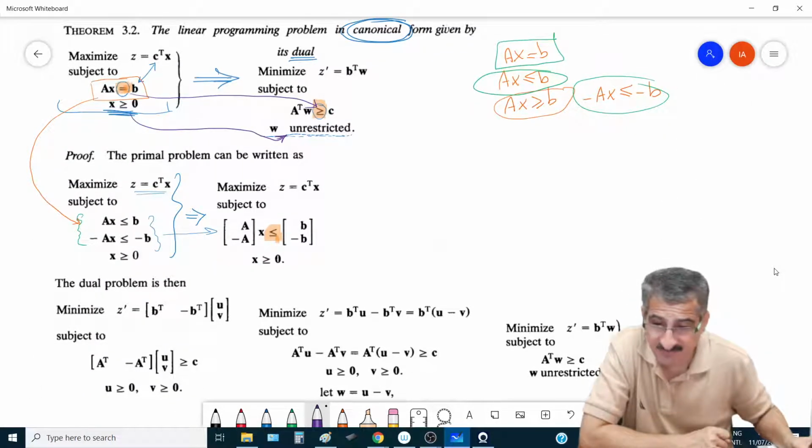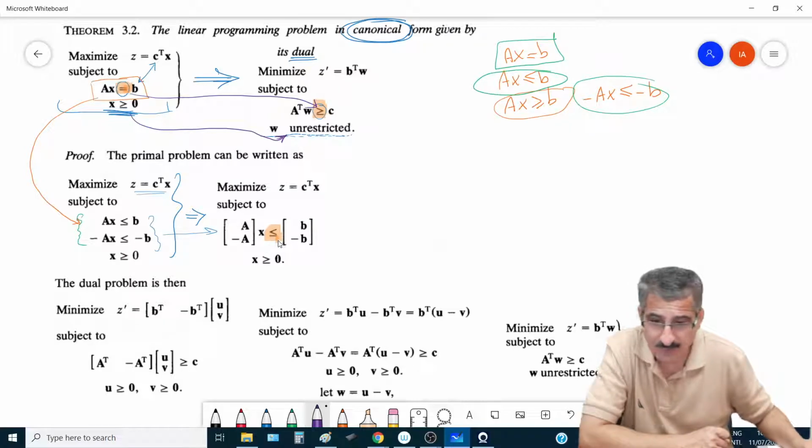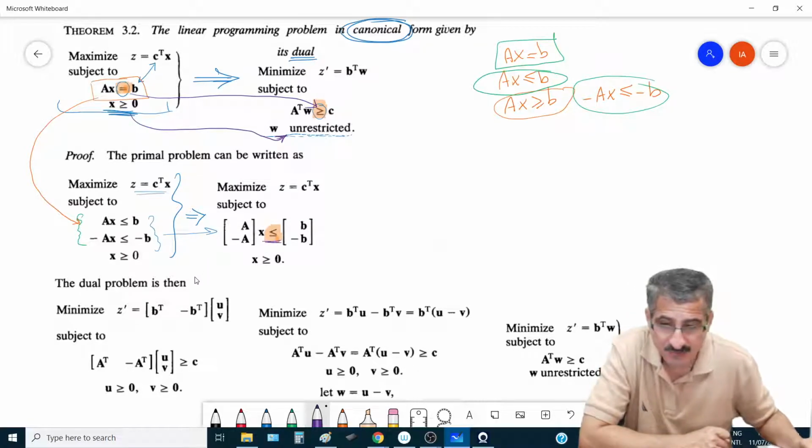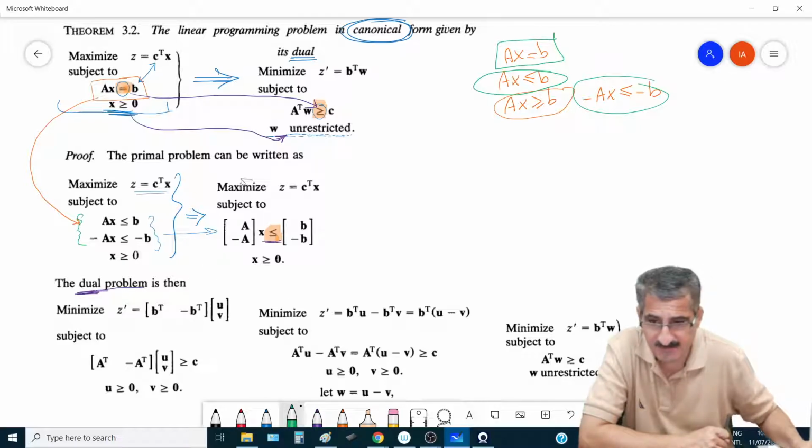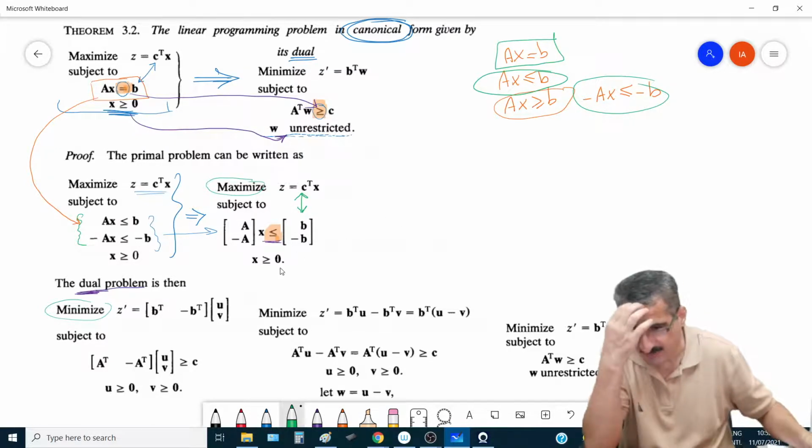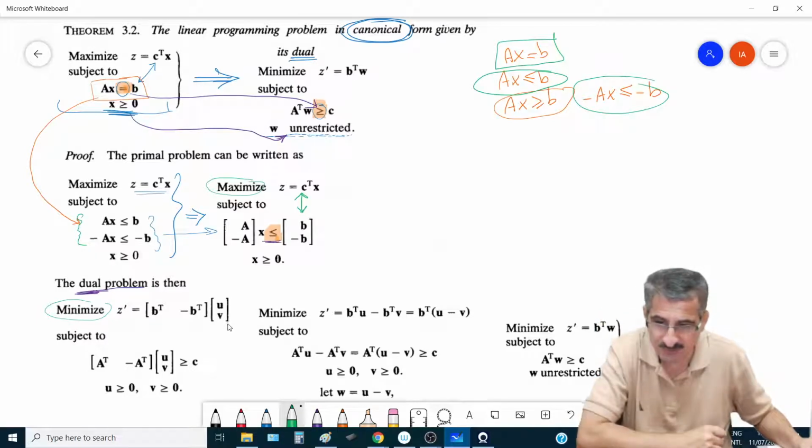So we have written the canonical form with less than or equal. Now take the dual, as we have learned before. So the maximize will be minimize, and now interchange this and that. Interchange them. Now this is our new W.